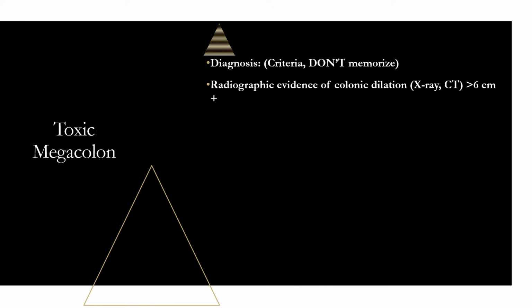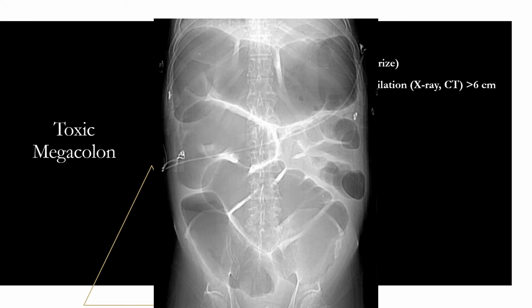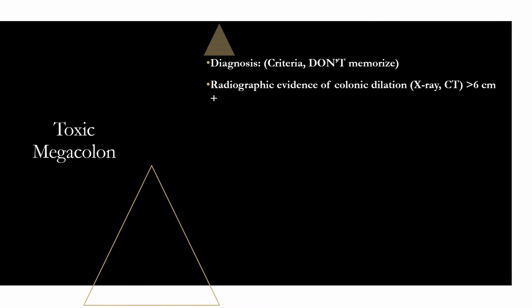So the criteria is you need radiographic evidence of colonic dilation. Normally it's going to be on x-ray. You don't need to go as far as CT in most cases. And that's going to be obviously over 6 centimeters. If you take a look at the x-ray here, you can just see this massive large bowel. It's extremely large. And if you've ever seen a picture of an abdomen, sometimes you'll see gas in the bowel, but it does not look like this. So this bowel is extremely large and it's over 6 centimeters. So you have that. And now you need some other signs of this systemic toxicity.